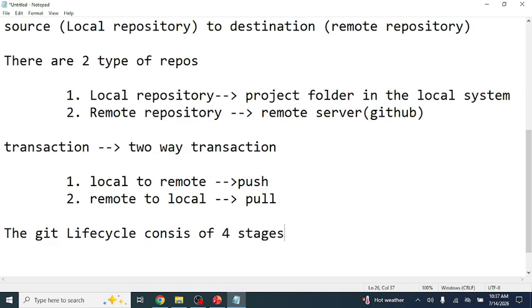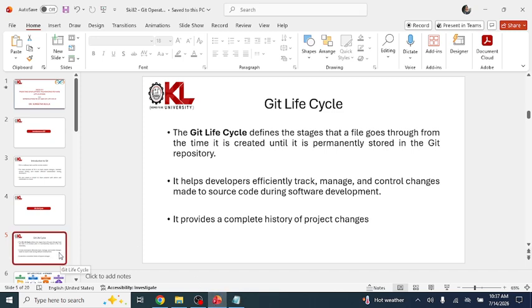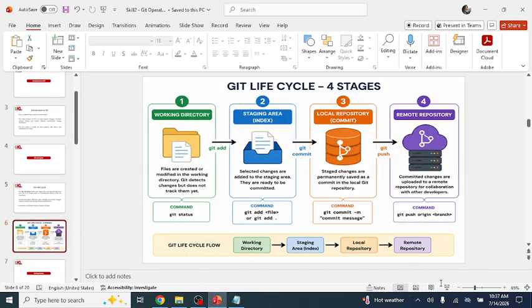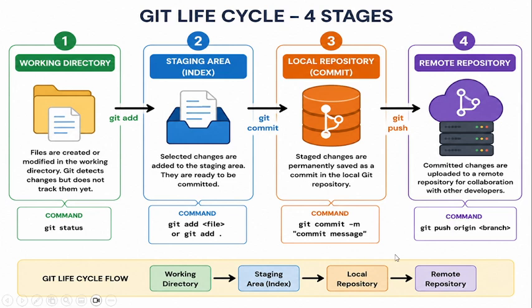It consists of 4 stages. Stage 1 is a working directory. Stage 2 is a staging area. Stage 3 is a local repository and stage 4 is a remote repository. Okay, there are 4 stages.